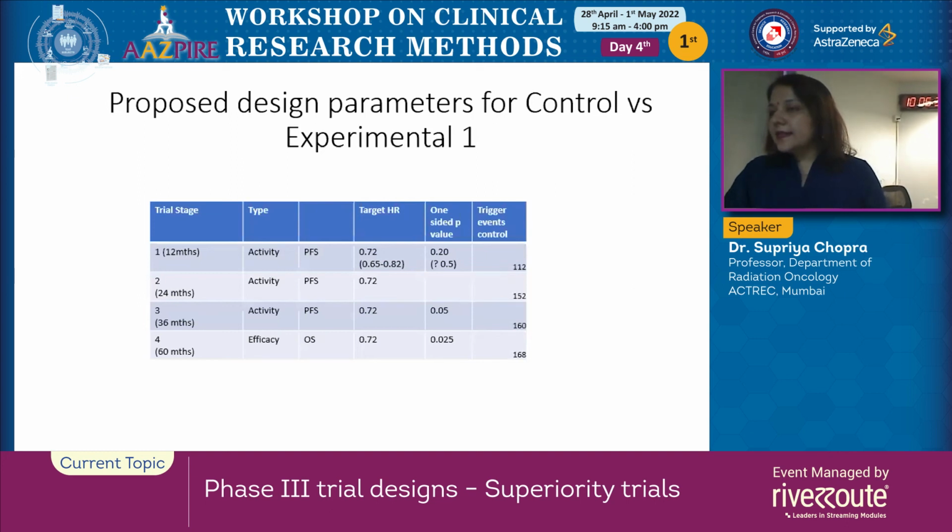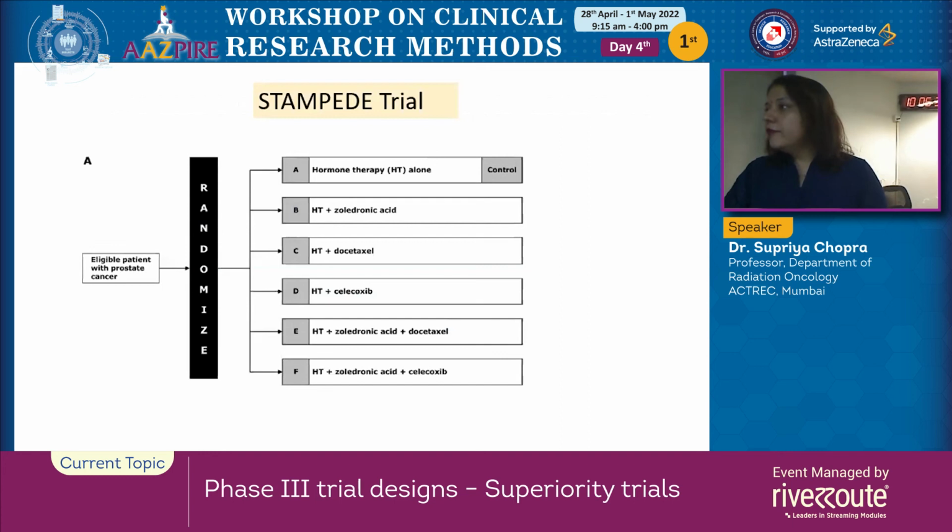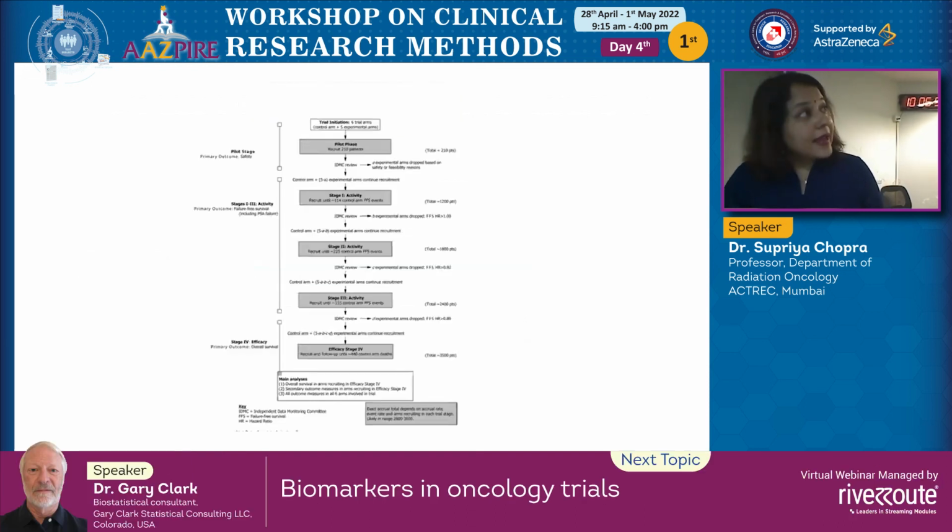And classical examples of these MAMS designs are STAMPEDE, for example, in prostate cancer. So here we had a control arm of hormone therapy, but there are at least 5 other arms which are testing different interventions which have been introduced. And this slide is not zoomed in, but what I can show you is this demonstrates how a typical MAMS trial will flow.